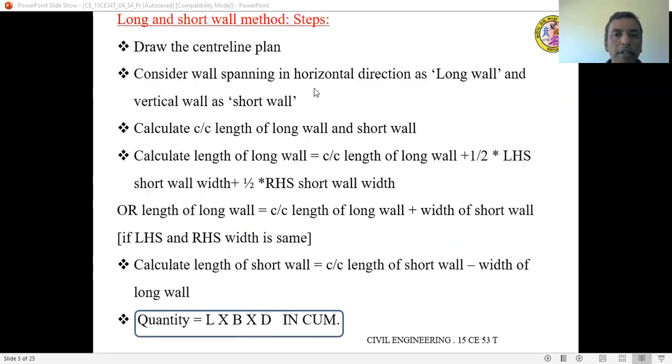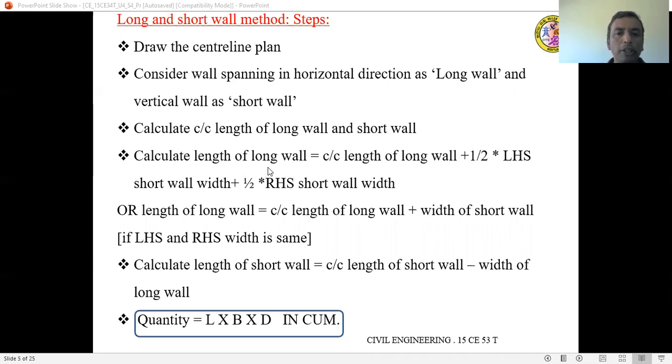Then there are different steps involved to calculate the quantities in the long wall short wall method. The first step is to draw the center line plan of the given drawing. After completion of the center line drawing, you have to consider the horizontal direction of the wall as a long wall and the vertical direction of the wall as a short wall. After assuming the long wall and short wall, then calculate the center to center length of long wall and short wall by using the formula below.